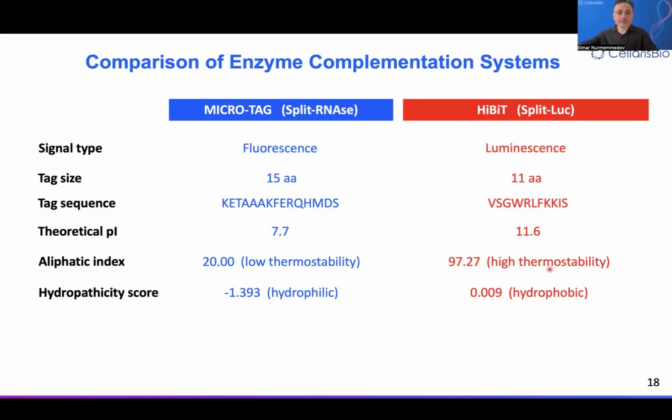Hydropaticity index. Hydropaticity index in case of microtag is minus 1.39. It's a hydrophilic tag. In the case of hybrid, that is 0.009. That is a hydrophobic tag. Net charge is 0 for microtag, and it's +3 for hybrid. And signal resolution, we enable real-time measurement. Hybrid system allows endpoint measurement. So these are the main differences, but I'm sure there are great benefits to both enzyme complementation strategies.